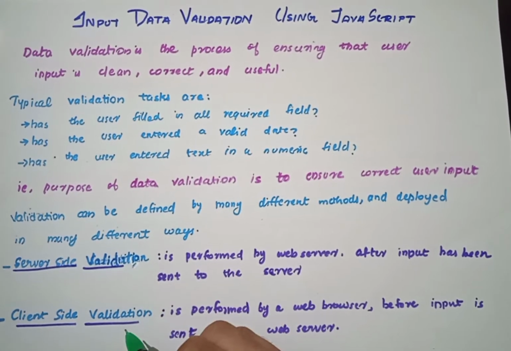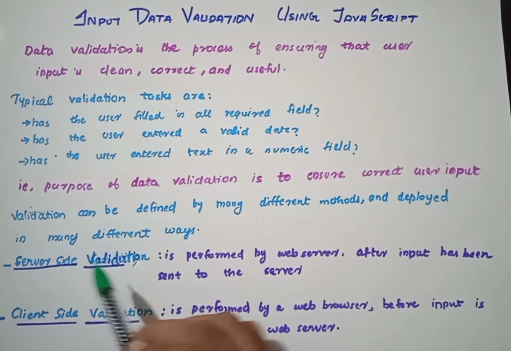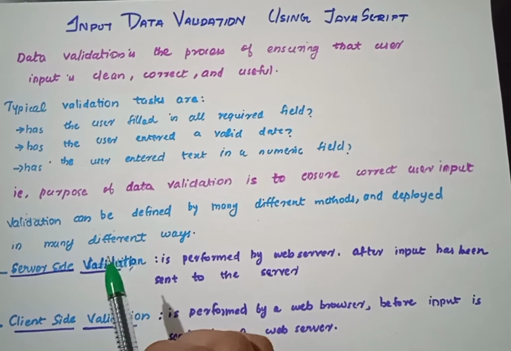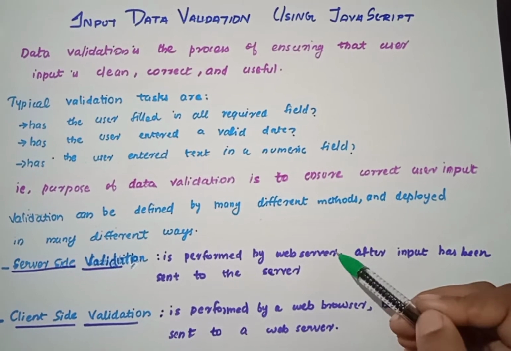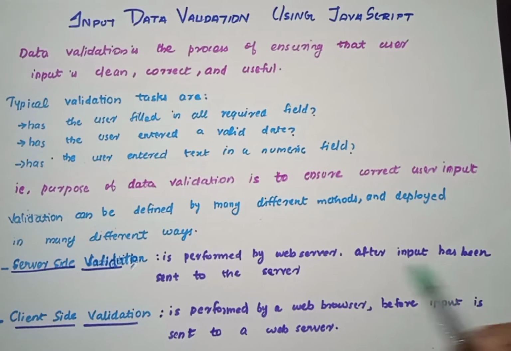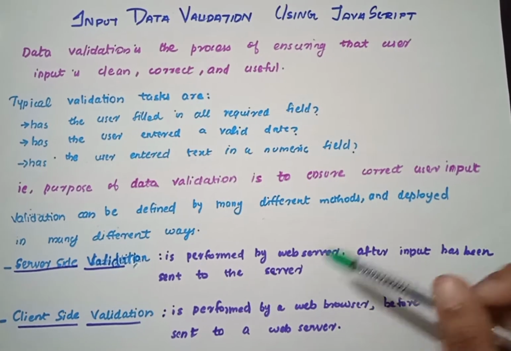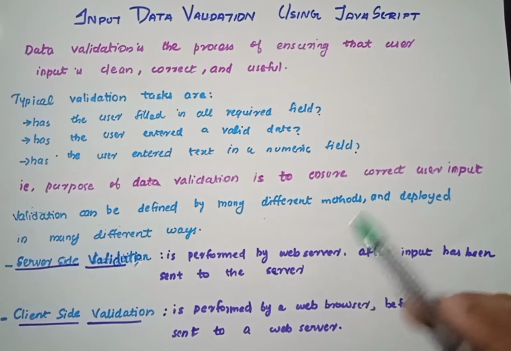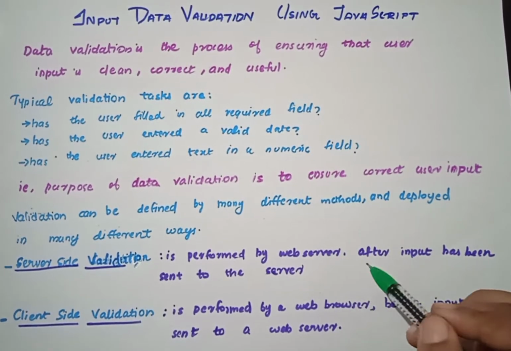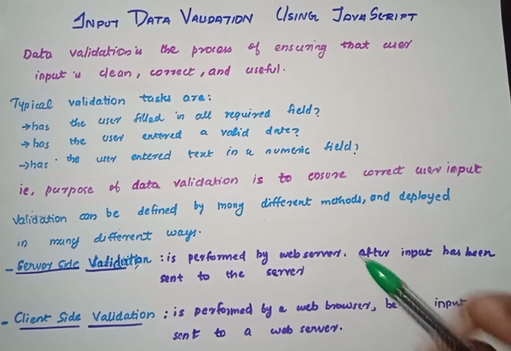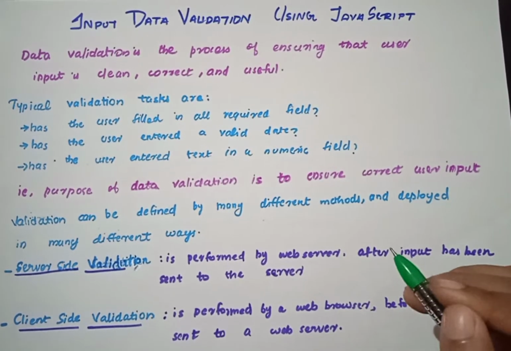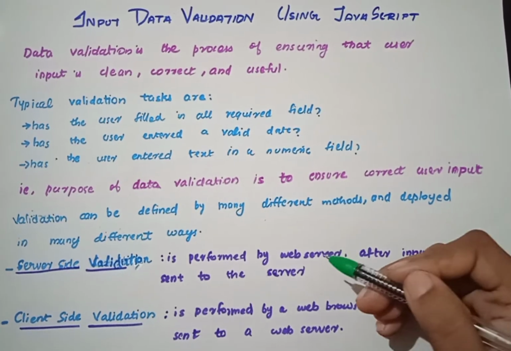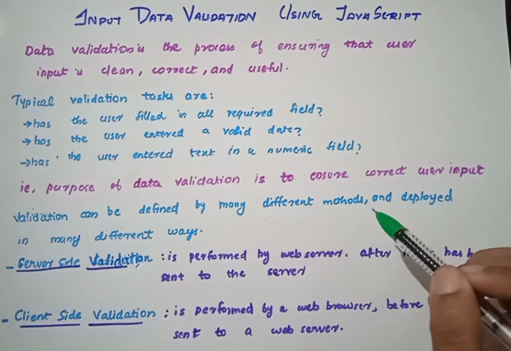So this can be of two types, or different methods. The first one is server side validation. That is performed by the web server after the input has been sent to the server. Server side scripting is normally performed by the web server itself, but when does this take place? Only after the input has been sent to the server. Only then will the web server perform the server side validation.